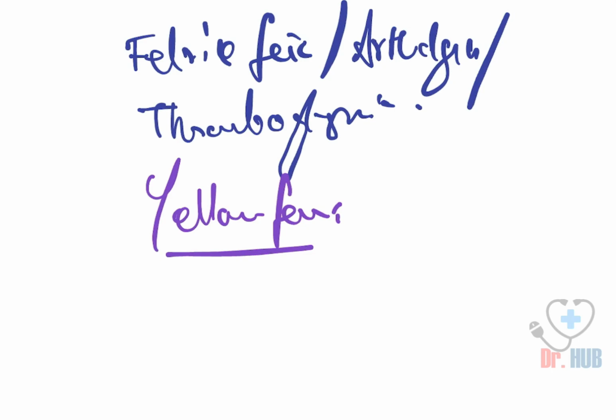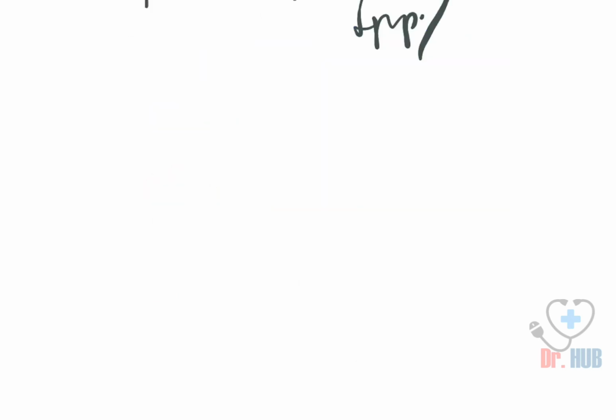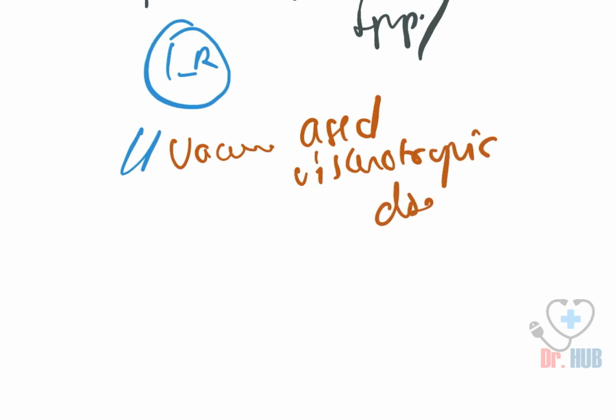Next, we look at the yellow fever. So in case of yellow fever, the main adverse effect is presence of headache. Next is flu-like symptoms. Then comes the local reactions as well. So what are the minor adverse effects with respect to the yellow fever? It can lead to the vaccine associated viscerotropic disease.